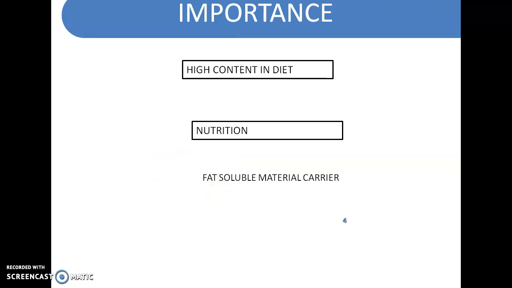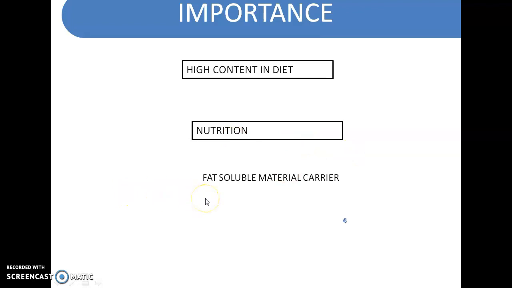Because in our diet, as I already told, there is a higher consumption of fatty acids, meaning fats and oils. It is also for nutritional purposes, because it is used as a nutrition also.